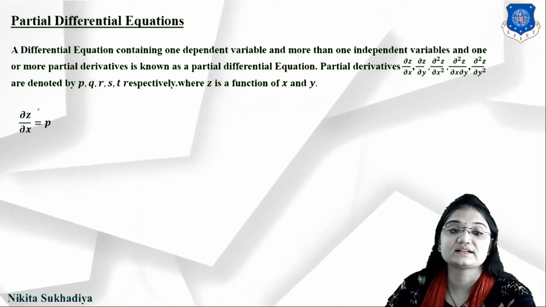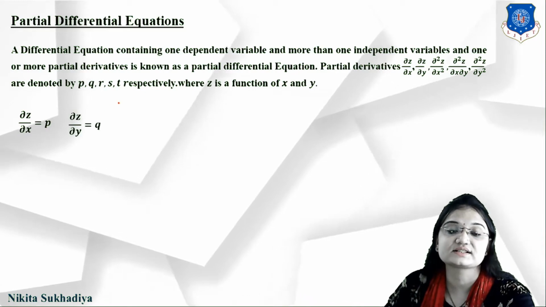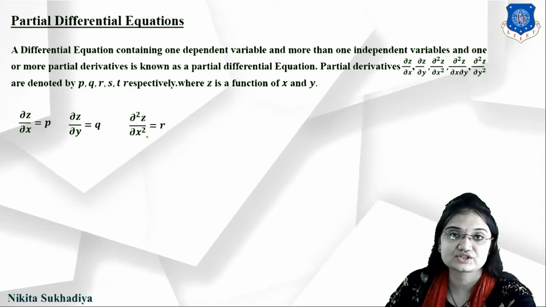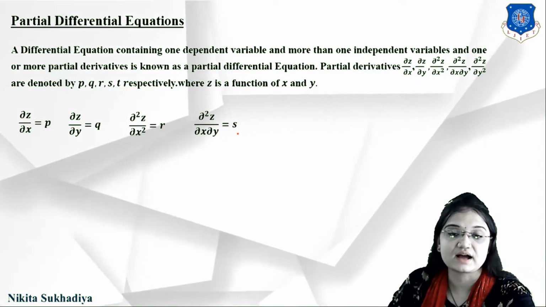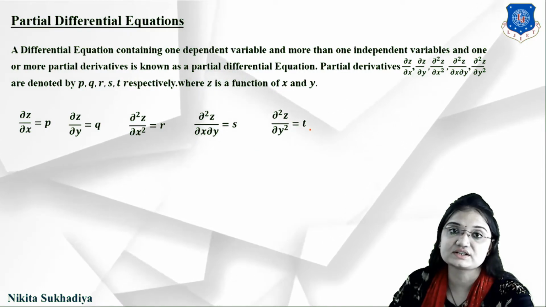So here del z by del x we will represent by capital P, del z by del y by capital Q, del square z by del x square is equal to R, del square z by del x del y is equal to S, and del square z by del y square is equal to T.